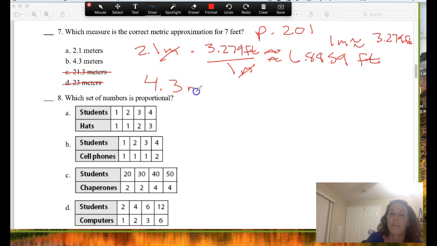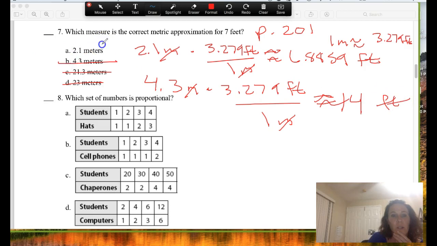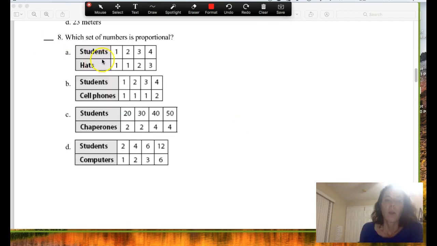4.3 meters times 3.279 feet per 1 meter. The meters fall out. Go ahead and multiply this out. 4.3 times 3.279, and I'm going to get 14, way too big. So approximately 14 feet, nope, that's way too big. So it's going to be A. It's almost 7 feet.